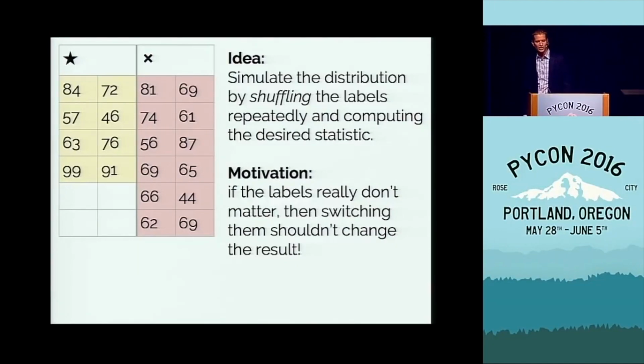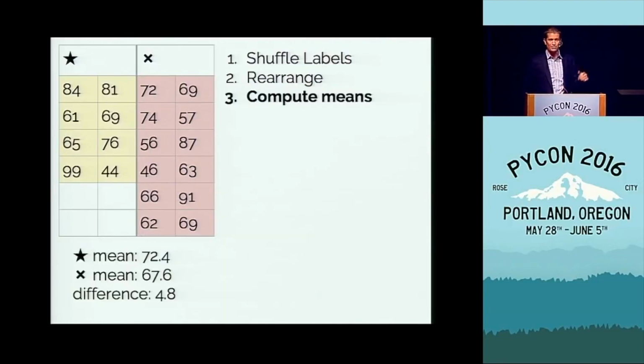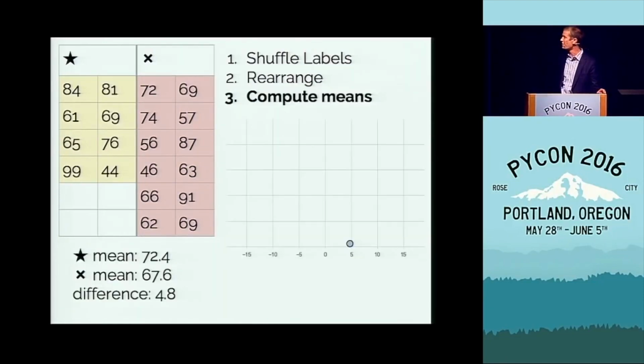So the idea here with the shuffling is that we're going to simulate the distribution of possible test scores by shuffling these labels around. And the motivation is that in the null hypothesis, if star-bellied sneetches and regular sneetches are really the same, it shouldn't matter what the labels of these numbers are. So we can label them however we want. So this is what we do. We shuffle the labels. We've kept the numbers in the same place and just shuffled around the red and green squares. We rearrange them, take the mean and the difference, and we can plot it on our little graph there. We got a difference of 4.8.